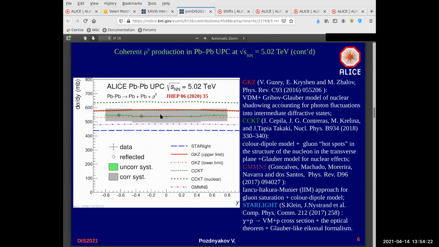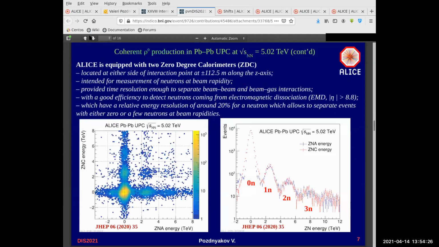So we made a conclusion that our data have some, I would say, better agreement with the so-called Guzey-Zhalov model.